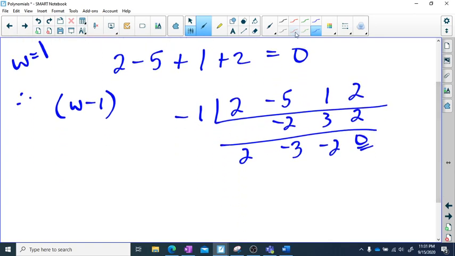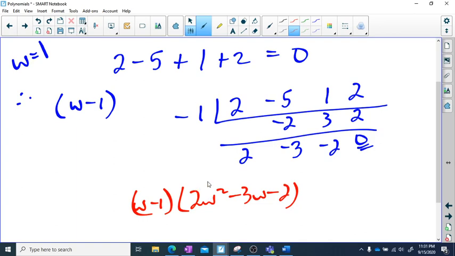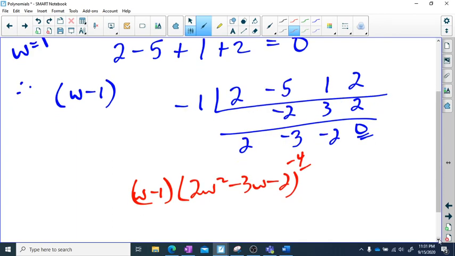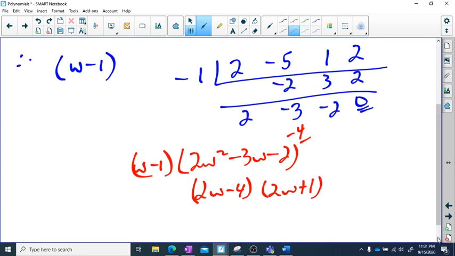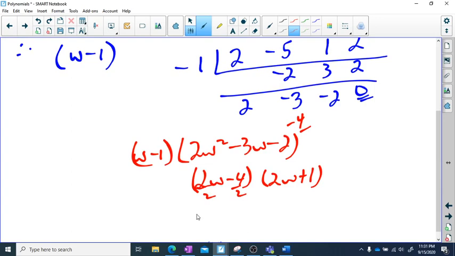Bring it back to variables. Now the variable this time is w, so it's w subtract 1, 2w squared, take away 3w, take away 2. Try and factor this. 2 times negative 2 is negative 4. Negative 3 is your middle term. I could use negative 4 and plus 1. 2w subtract 4, 2w plus 1. Divide this one by 2: w subtract 2, 2w plus 1. This factor translates down to here. There's your 3 factors this time.